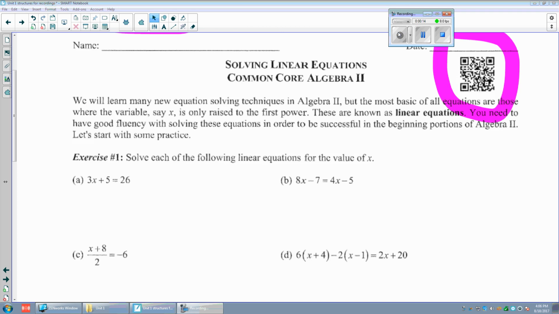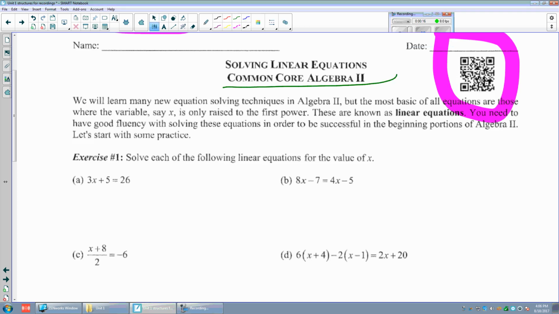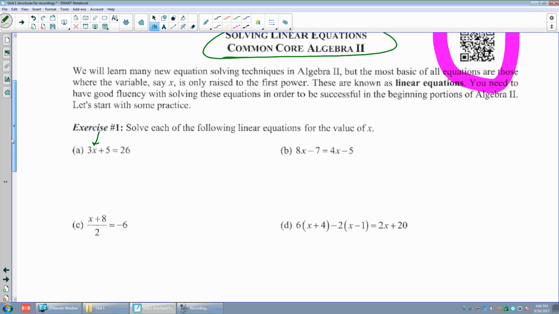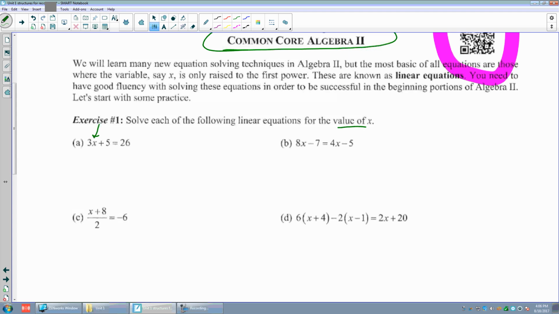We're going to be doing some review information of what you've already learned. We're solving linear equations for Common Core Algebra 2. Linear, that means a line. It also means the highest exponent is going to be a 1. So solve each of the following linear equations for the value of x. Now it says a value. That means that we are probably going to be getting a number for each one of these.